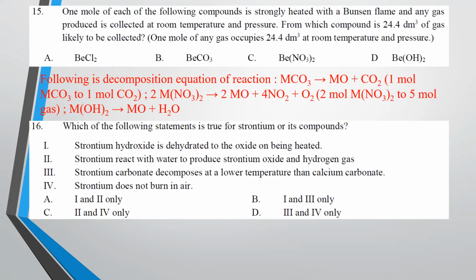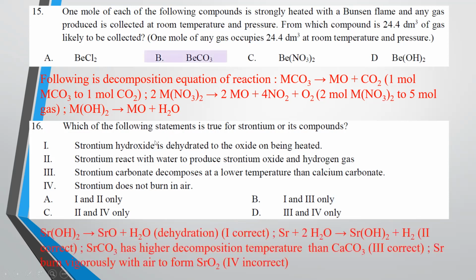So in terms of Be(NO3)2, based on the equations in here, if you have M(NO3)2, you give 2MO plus NO2 plus O2. So in this case, you have 2 gases, NO2 and also O2. So the stoichiometry is 2 to 5. Okay, and finally, for the barium hydroxide, you form MO plus H2O. But H2O in this case is liquid. Okay, so the best answer that describes all of them here is B.